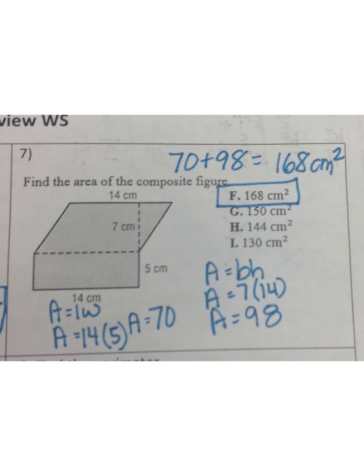Okay, so for the rectangle part, it's length times width. And so I did 14 times 5, which is 70. And then for the parallelogram, the formula is base times height. So for this part right here, that's 7 times 14, which is 98. And then I want to add those together, and I get 168 centimeters squared.